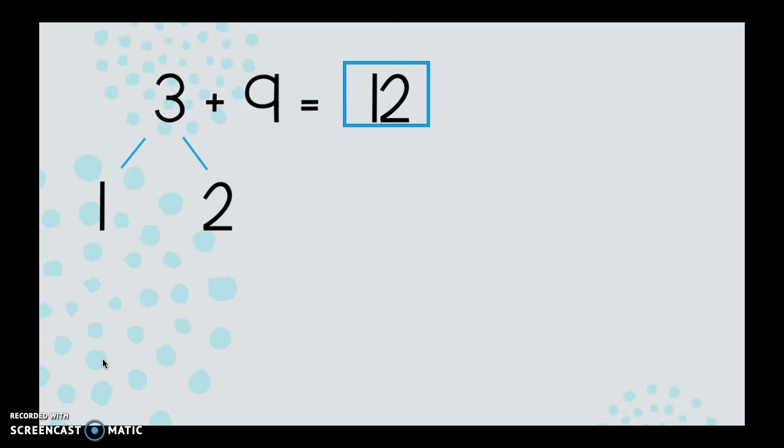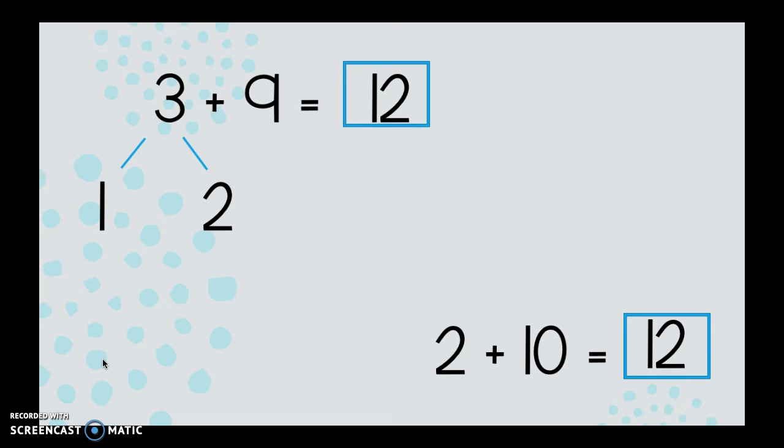If I wanted to rewrite that because it looks kind of sketchy with all those lines and I need to rewrite so I can see my thinking, I would write 2 plus 10, or I could write 10 plus 2 to make it a little clearer. And my answer would still be 12. So 3 plus 9 equals 12 is the same thing as 2 plus 10 equals 12. I just mix things up a little bit to make it easier for me to solve.